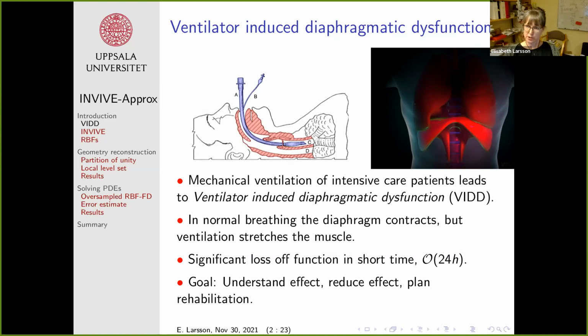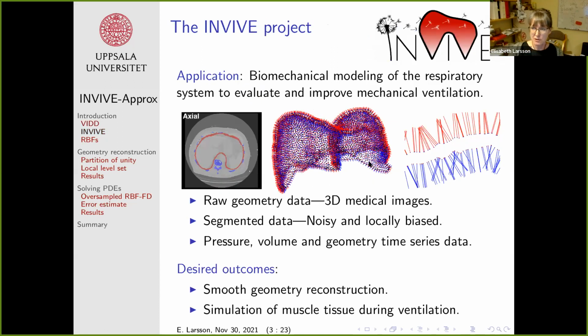The goal of the project from a medical perspective is to understand this effect. How does it happen? What can we do to make it less severe? And how can we plan a good way to rehabilitate a patient so that the patient can be taken off the ventilator? These are the medical questions, but of course, we are mathematicians, so we also want to look at other aspects, which we will come to.